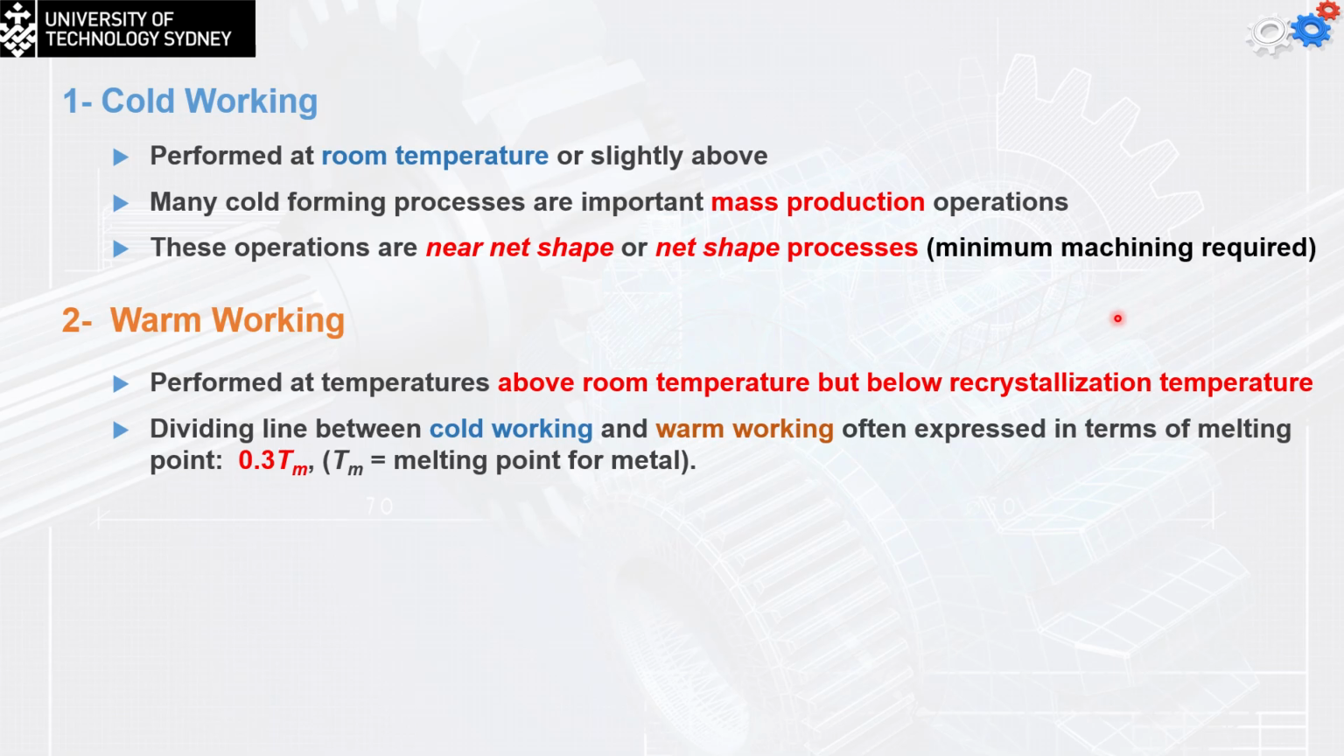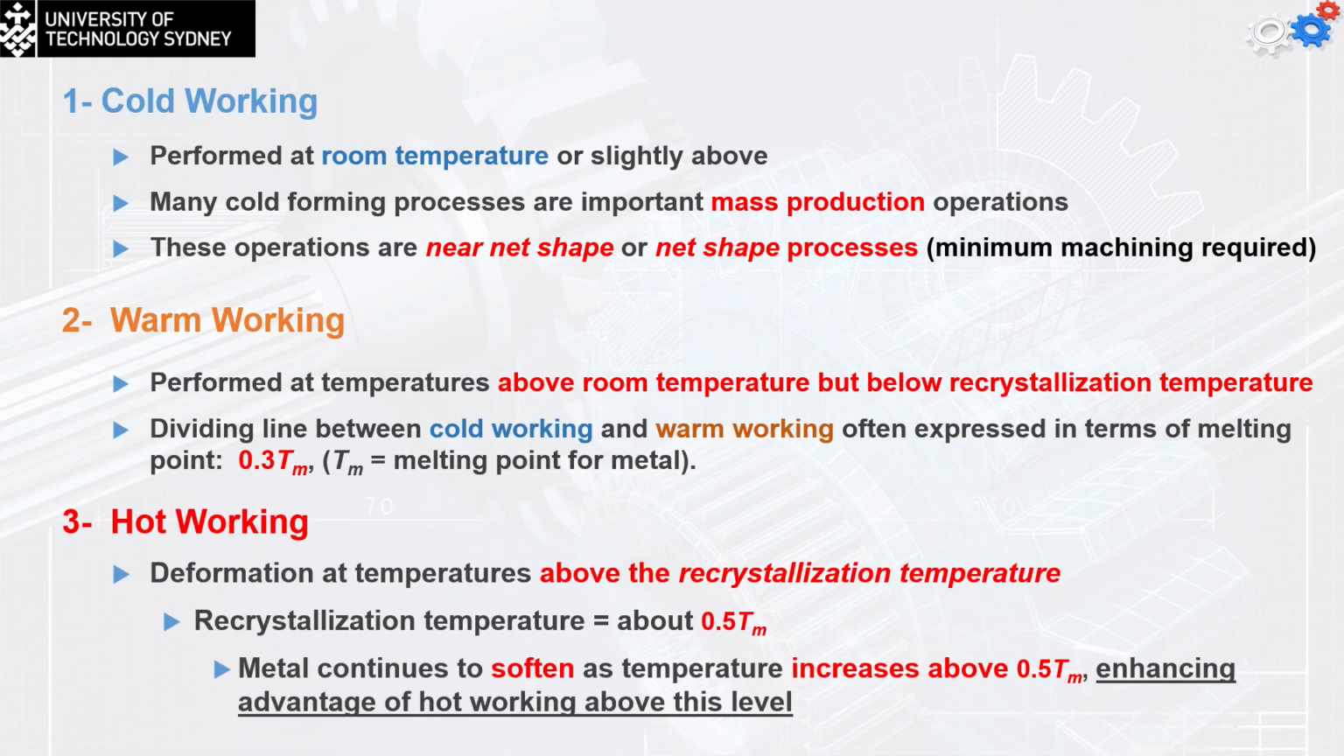Dividing the line between the cold working and the warm working is often going to be expressed in terms of the melting point. So the warm working is going to be about 1/3 of the melting temperature. Now, the last one is going to be the hot working, where the deformation takes place at a temperature above the recrystallization temperature, or about half of the melting point.